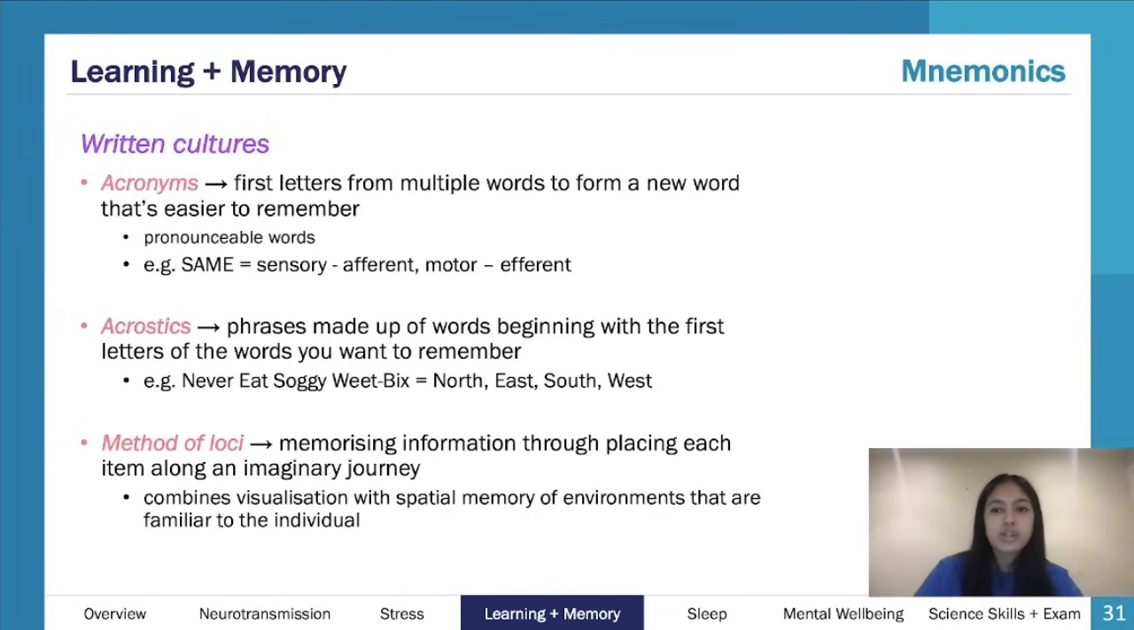All right, so getting toward the end here, looking at our mnemonics. The difference that we're looking at here is between our written cultures and our oral cultures. So these are our written mnemonics. You've got your acronyms, your acrostics, your method of loci.